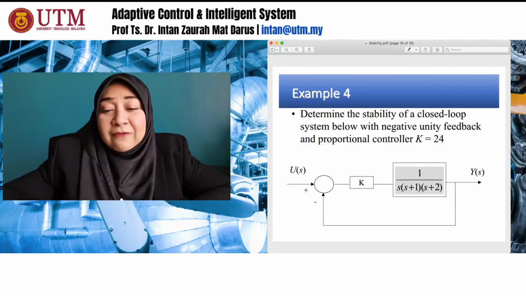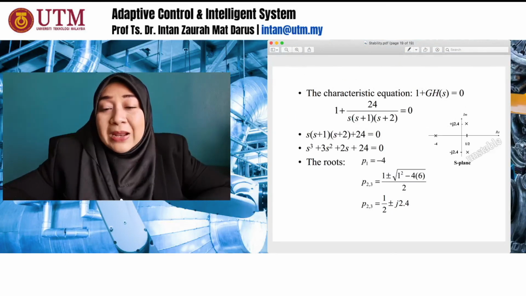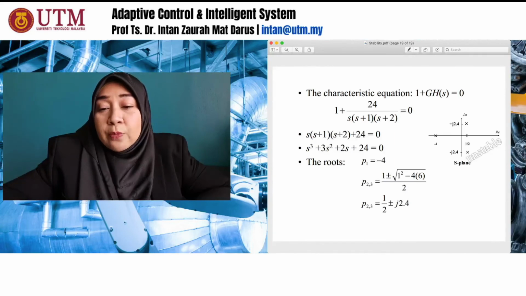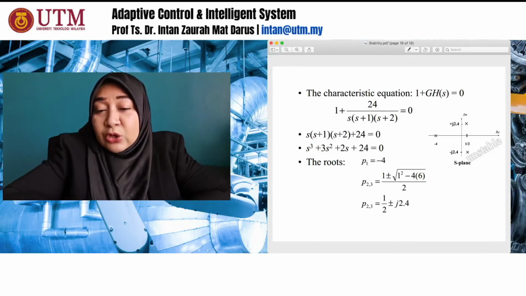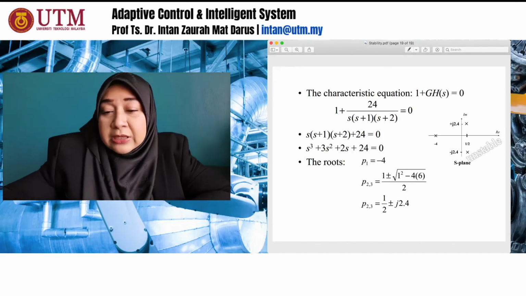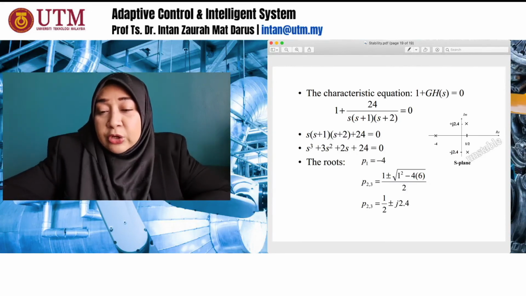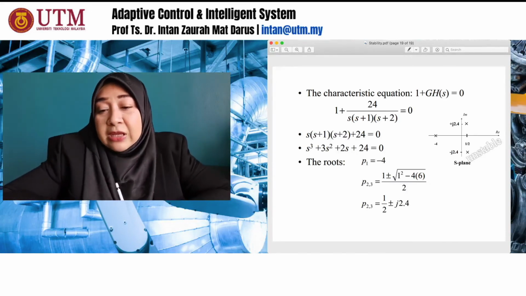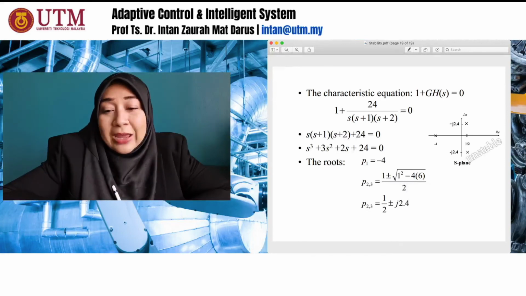So you have K multiplied by your G, and then H is multiplied by 1. That gives 1 plus 24 times 1 over (s plus 1)(s plus 2), multiplied by H, which is 1, equated to 0. If I cross multiply and equate the numerator, I will have this polynomial: s cubed plus 3s squared plus 2s plus 24 equals 0.